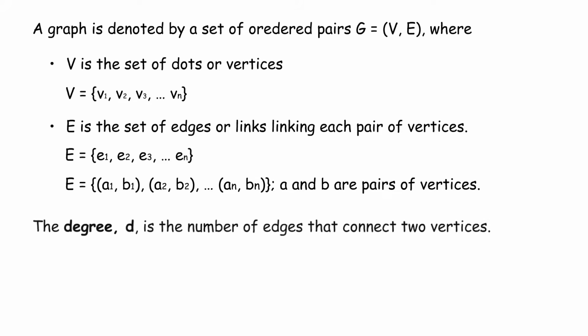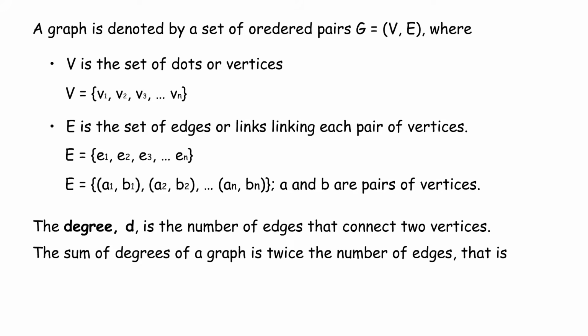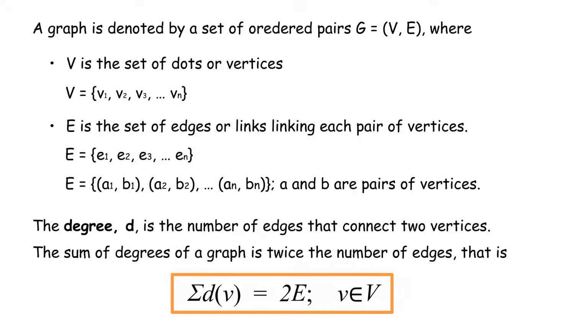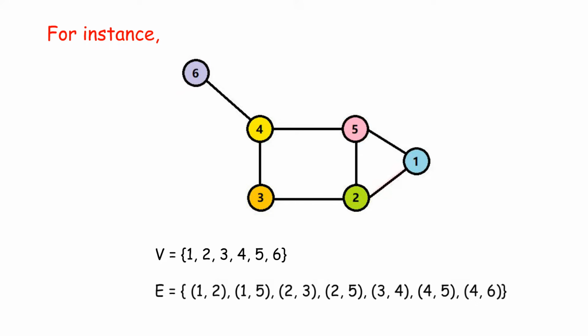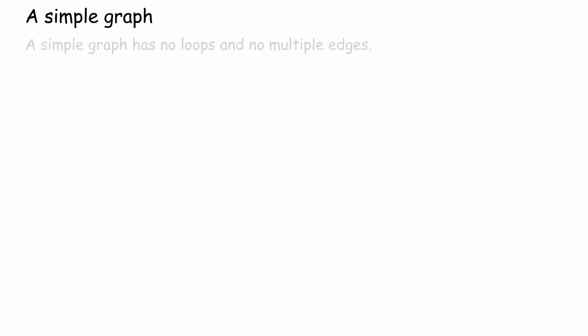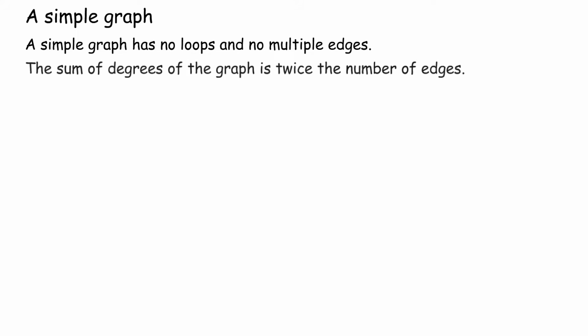The degree, d, is the number of edges that connect to a vertex. The sum of degrees of a graph is twice the number of edges. For instance, V = {1, 2, 3, 4, 5, 6}, E = {(1, 2), (1, 5), (2, 3), (2, 5), (3, 4), (4, 5), (4, 6)}. A simple graph has no loops and no multiple edges. The sum of degrees of the graph is twice the number of edges.